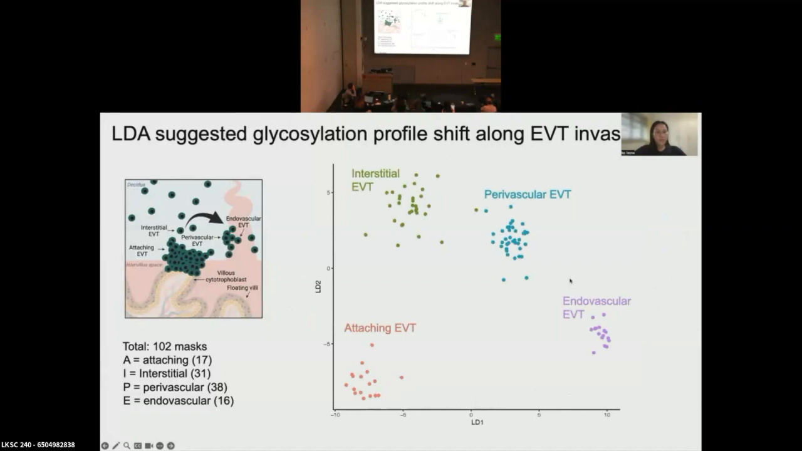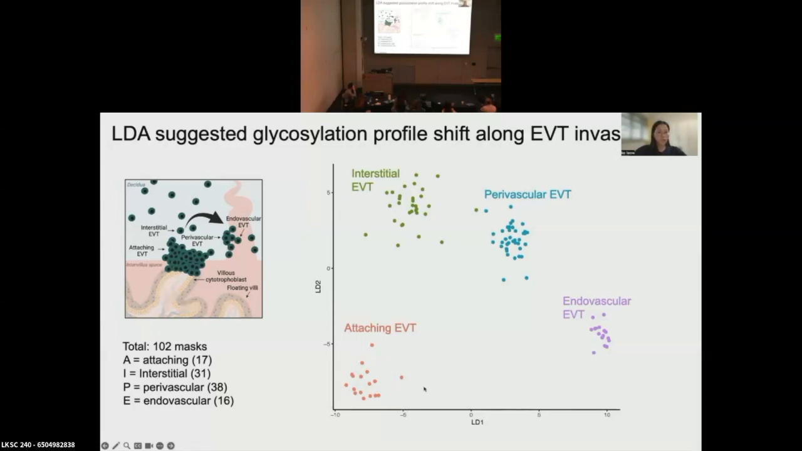Then we performed linear discriminant analysis, which is a supervised dimensionality reduction method, where we input the array of average glycan intensities in each mask, and then provided the model with the classifications of the trophoblast subtypes. We plotted the LD1 and LD2 axes, which represent the greatest variation among the trophoblast classes. And each point here represents the glycan profile in each trophoblast mask.